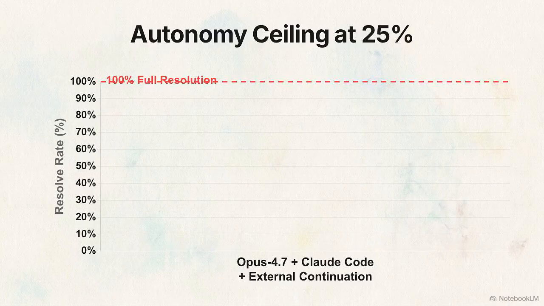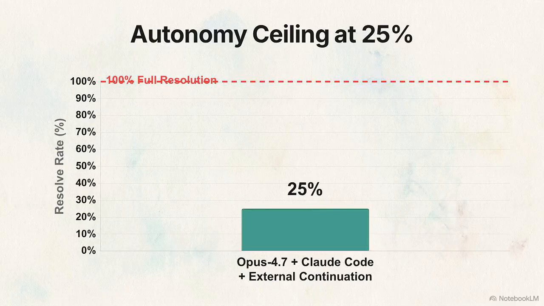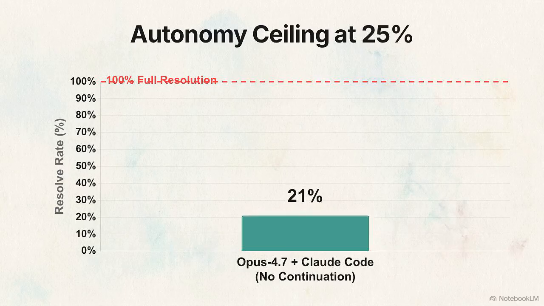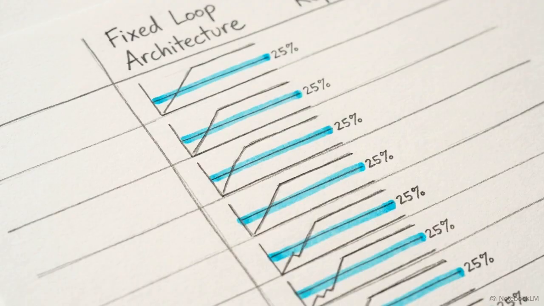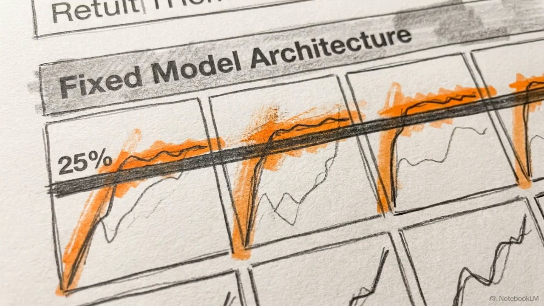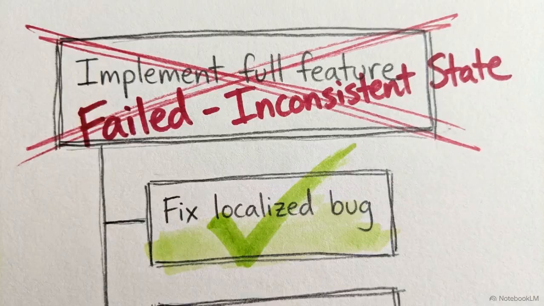The data from these runs shows a clear limit. The strongest configuration tested resolved exactly 25% of the tasks. Without an external continuation step, that success rate drops to approximately 17%. Testing different models under a fixed loop structure results in a similar performance plateau. Swapping loop architectures while holding the model constant produces the same result. The ceiling is persistent. Models can solve local issues, but as work accumulates, they struggle to maintain a global plan.